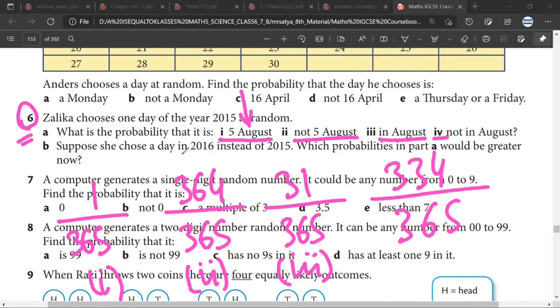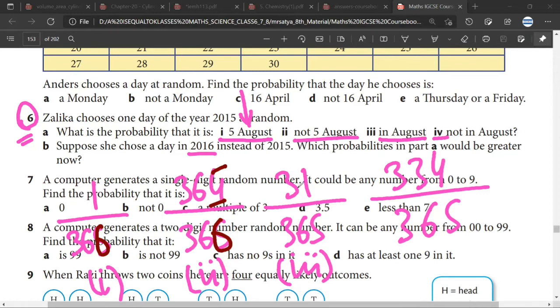Now, 2016 is a leap year. Have you understood? Yes, sir. Because it is a leap year, the number of days would be one more. So, you'll have to calculate the probabilities again. Any doubt? Yes, sir. So, 5th August would be 1 upon 366. Not 5th August would be 365 upon 366. Have you understood? Yes, sir.